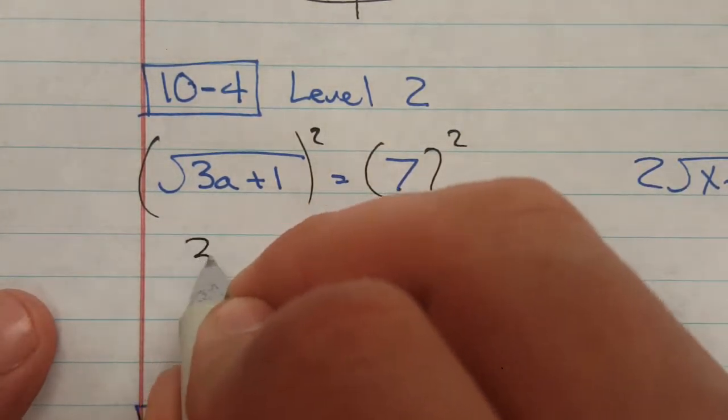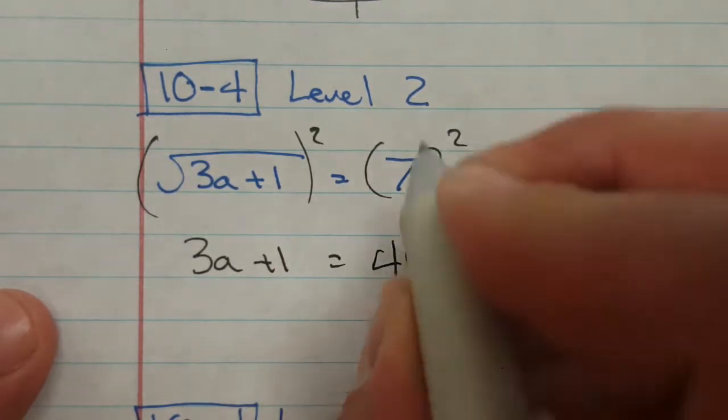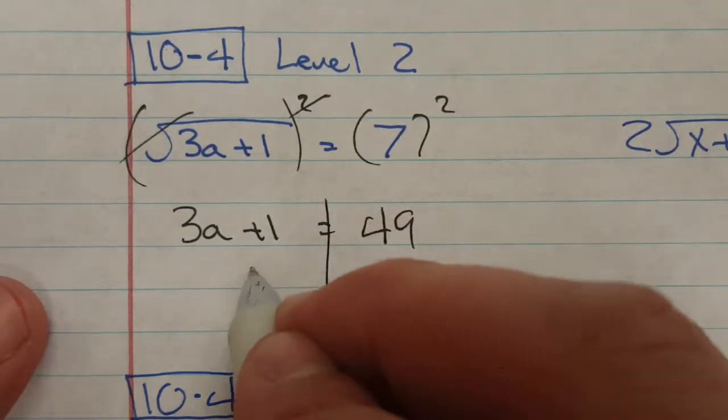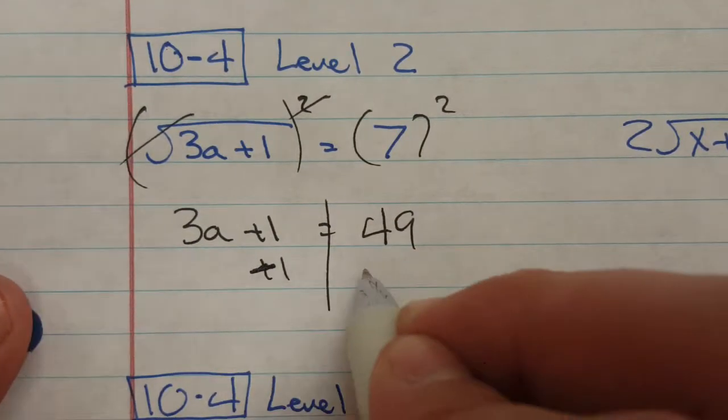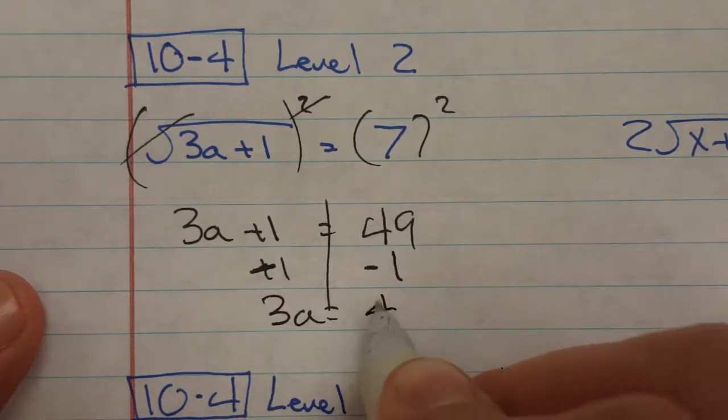So this is going to turn into 3a plus 1 equaling 49. Again, the square and the radical cancel each other. This is actually a pretty easy one. I'm going to go minus 1. Oops, minus 1, sorry, I got ahead of myself there. 3a is going to equal 48.